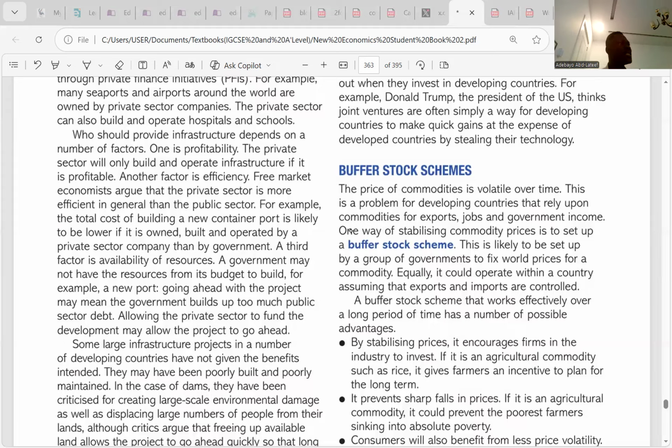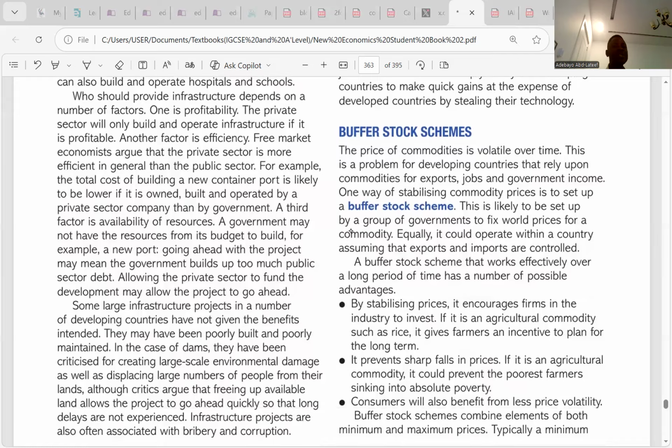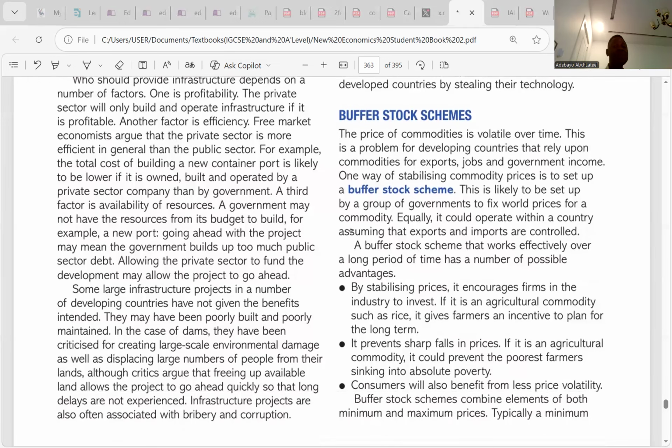The private sector has enough resources. The public sector might have to spend from the budget. And if the budget is not enough, the public sector might as well borrow to finance these projects. And borrowing to finance a project simply means your national debt is increasing. So these are three reasons why infrastructure should be left in the hands of the private sector: the profit orientation, efficiency, and resource allocation. Okay. I think it's clear. So some large infrastructure projects in a number of developing countries have not given the benefits intended.